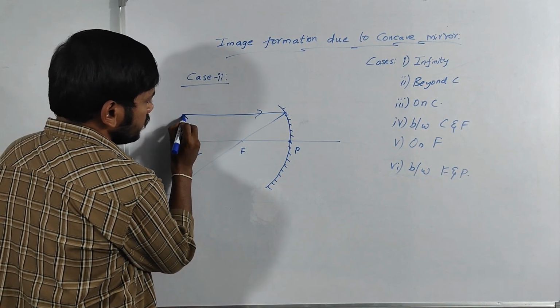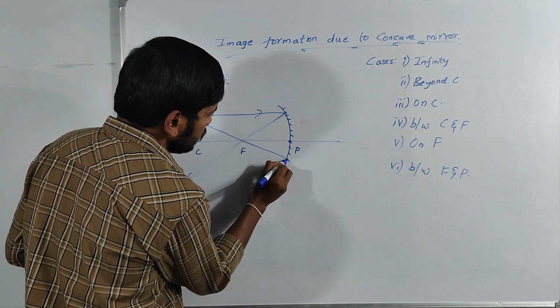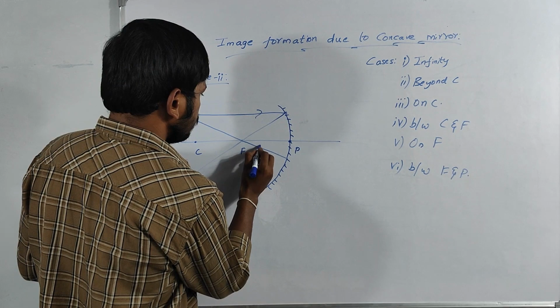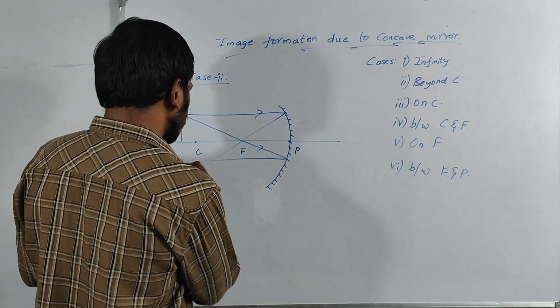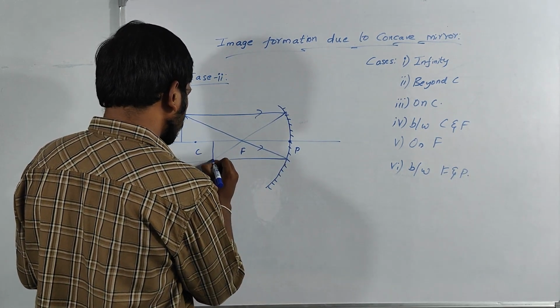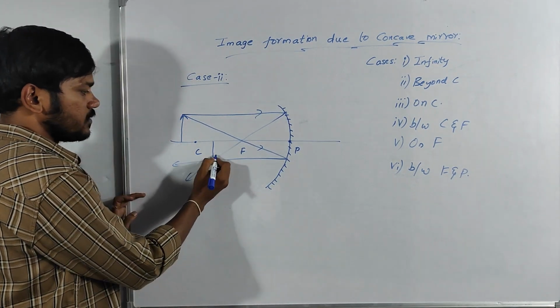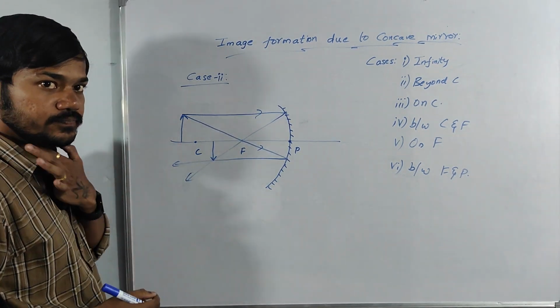What is the second one? Incident ray through focus. This reflects and passes parallel to principal axis. Now here the reflected rays are actually meeting.